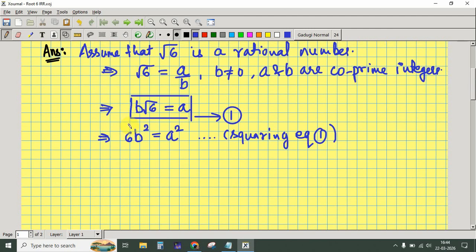Now here we have a number which is not a prime. Earlier we used to have 2, 3, 5, 7 like that, so we cannot factorize these prime numbers further. But this time we have 6. So the 6 can be broken into 2 into 3 like this. And we have b square equals a square.